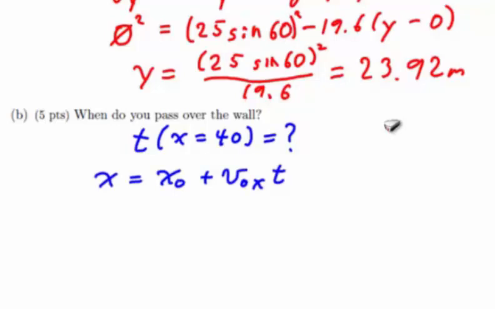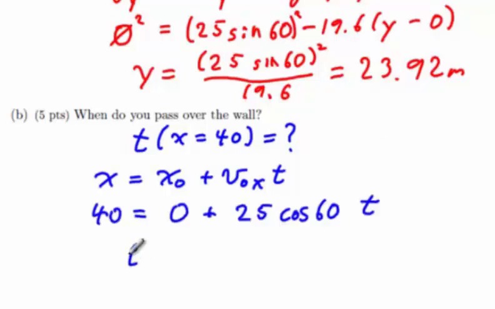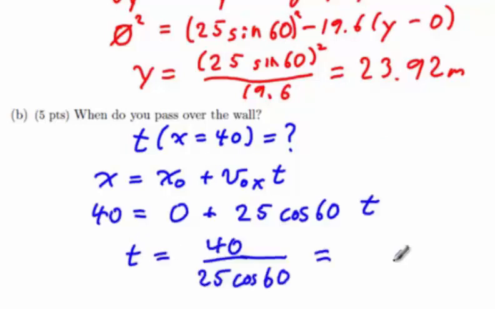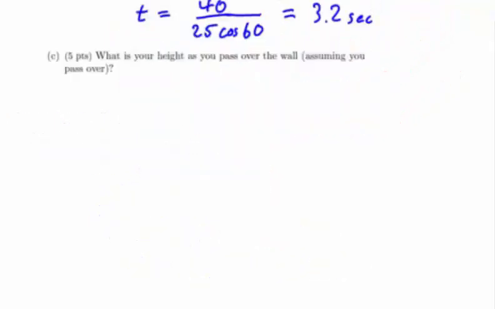Remember, the acceleration in the x direction is 0. The only unknown in this expression will be t when we plug in the numbers, so that we can solve for the time as t equals 40 meters over the x component of initial velocity, which is 25 cos 60, yielding 3.2 seconds.